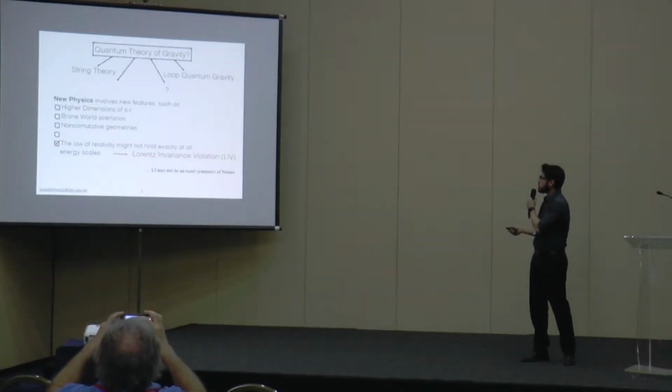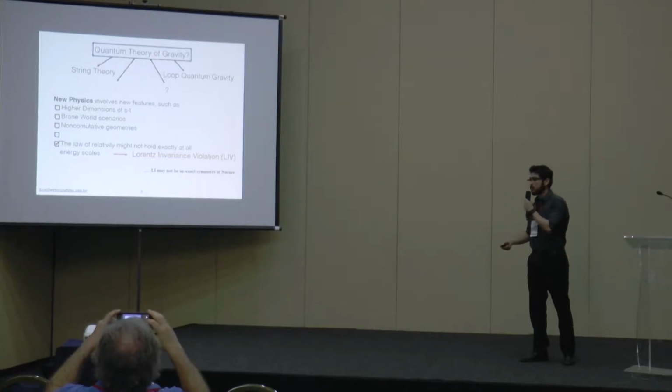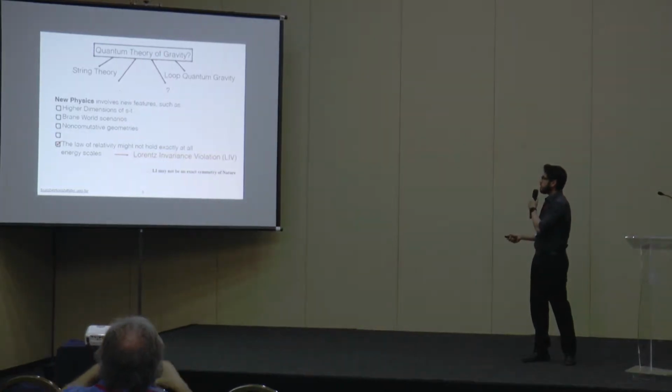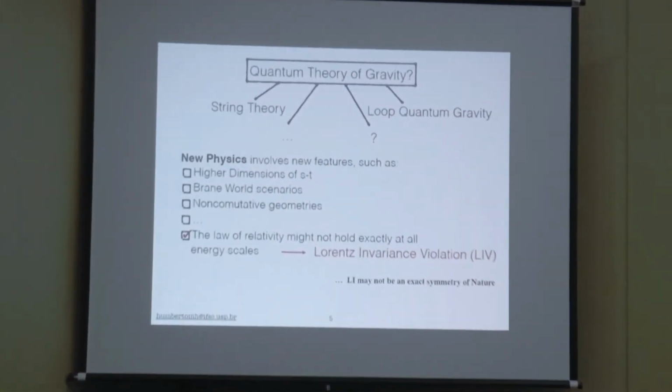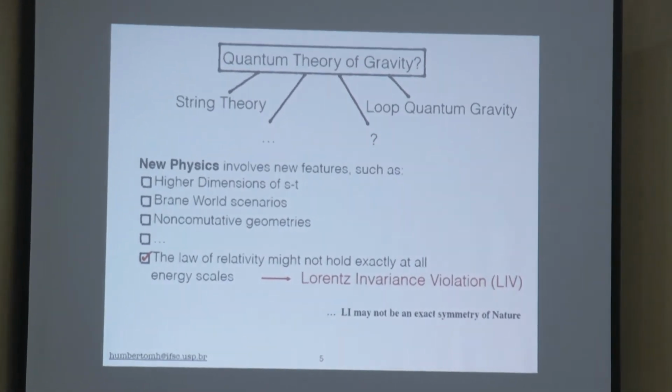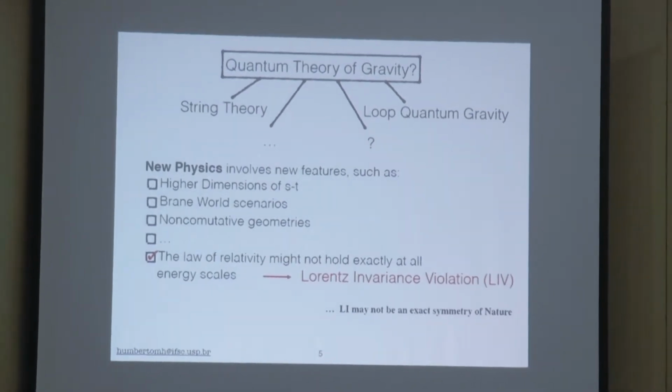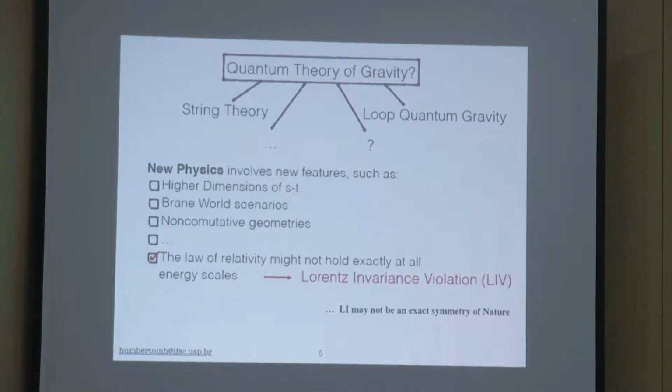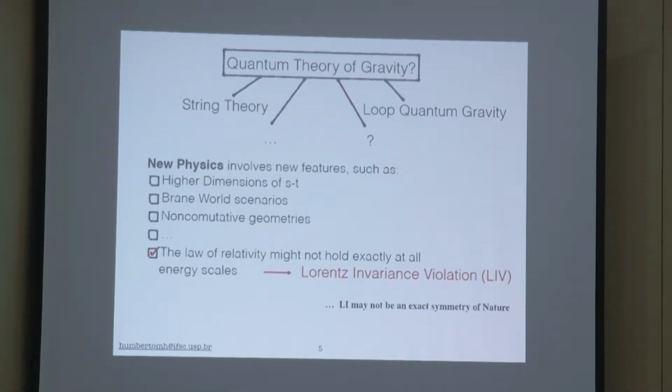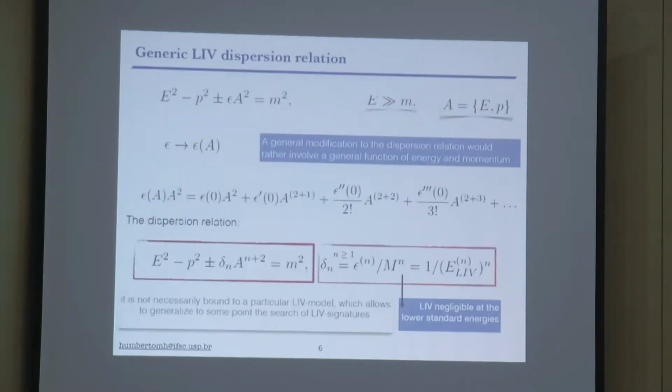Among these new models, new physics will arise, new features, and among these new features, you can find, for instance, higher dimensions, new brane-world scenarios, non-commutative geometries, and among the options, there is the possibility of some Lorentz invariance violation. So, by finding some signatures of Lorentz invariance violation, we could gain some clues on what the solution is, or if there is a solution in there.